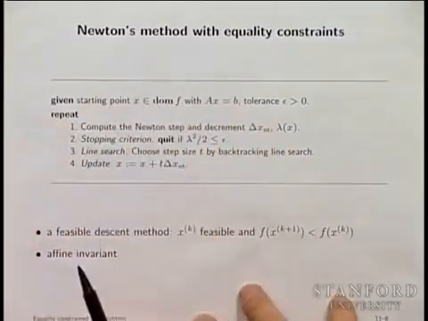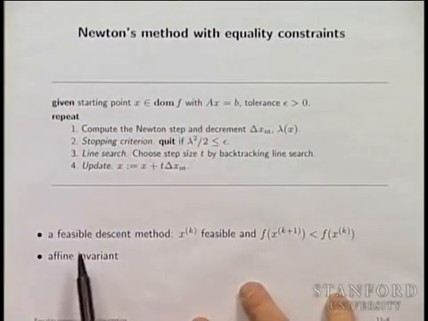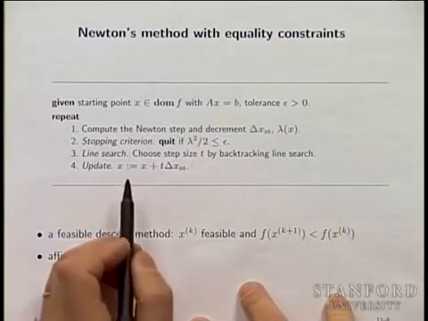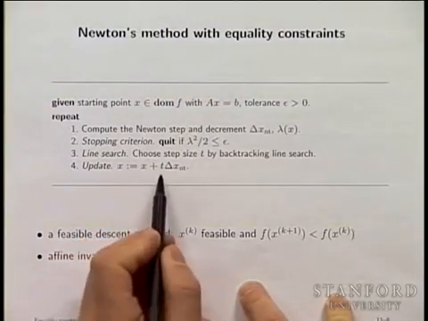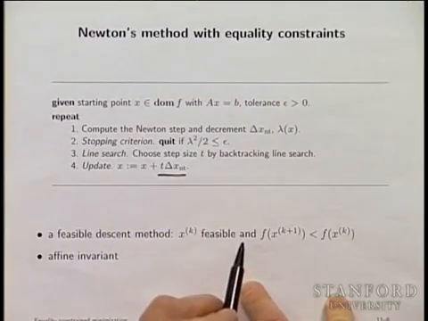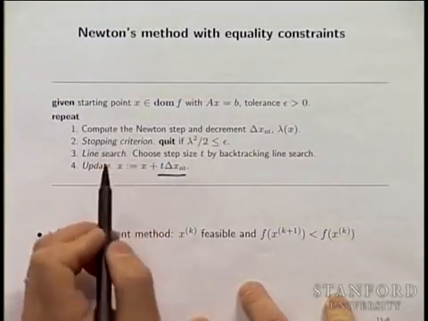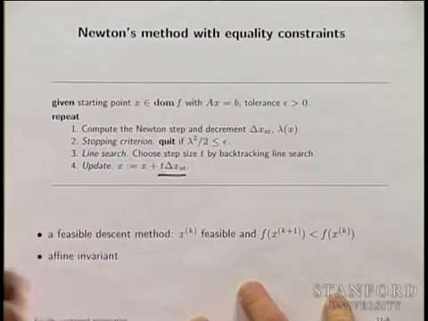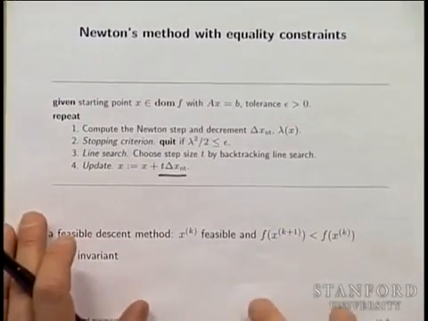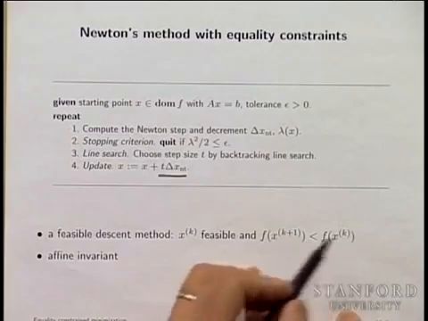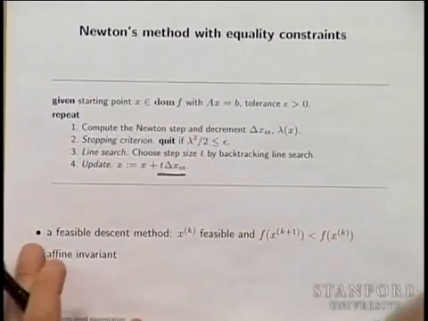Now, this method has the following attributes. The first is, of course, the point x is always feasible because every step, every direction, is in the null space of A. And if the original x satisfies Ax equals b, that's preserved because of this. So it's a feasible method. And of course, it's a descent method. So f goes down at each step. And that's ensured by the line search.